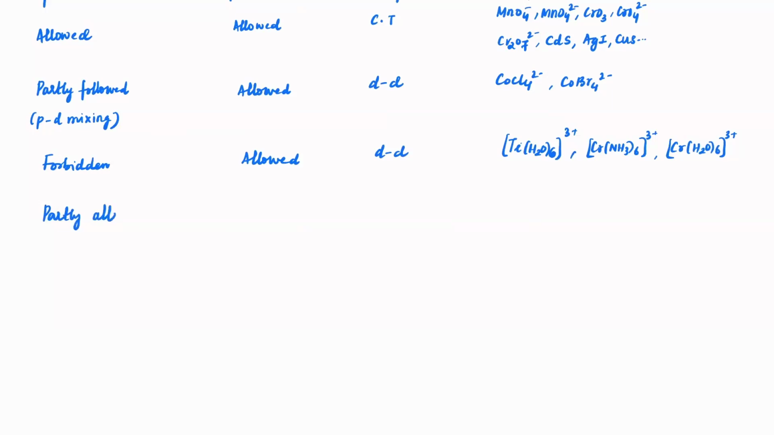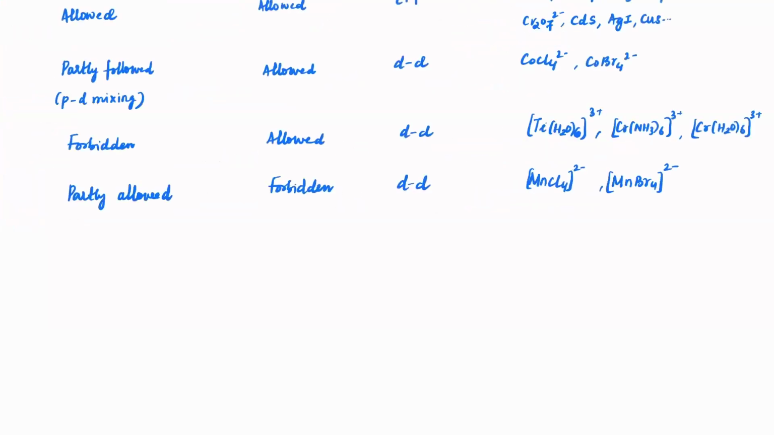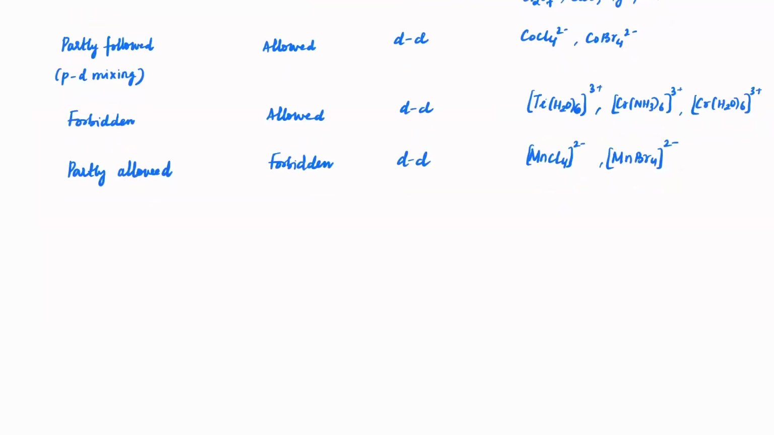Partly allowed here, correct? But spin is completely forbidden. Partly allowed, but this is completely forbidden, like in d-d cases. So you can see MnCl4 2 minus and MnBr4 2 minus. These cases will have partly forbidden transitions. Okay, have you noticed something?